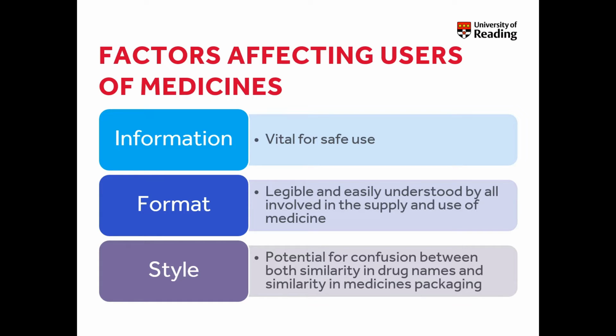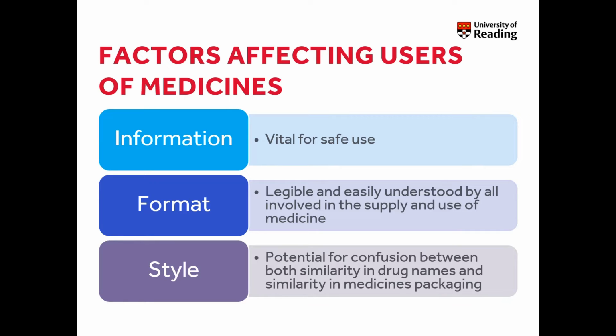So the first one is information, which is obviously important to make sure that our patients are able to use their medicine safely. And so we need to ensure they have all the required medicine-related information. The second is format. So this is making sure that the information is legible and easy to read, easy to understand, and that's for everyone involved in the supply and use of medicine. So that includes pharmacy staff, it includes the patients, and any carers that might be involved as well.